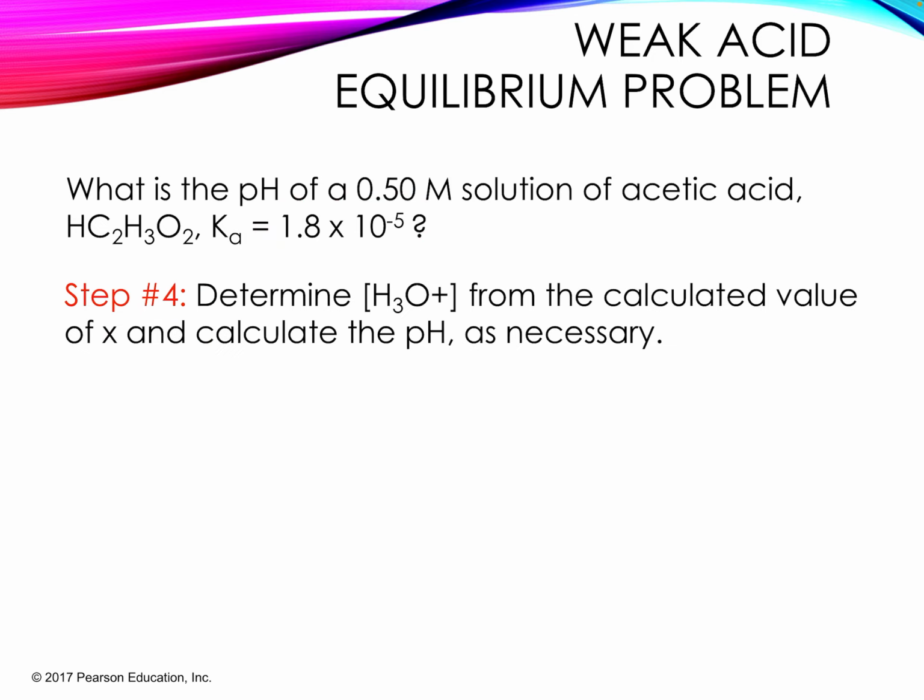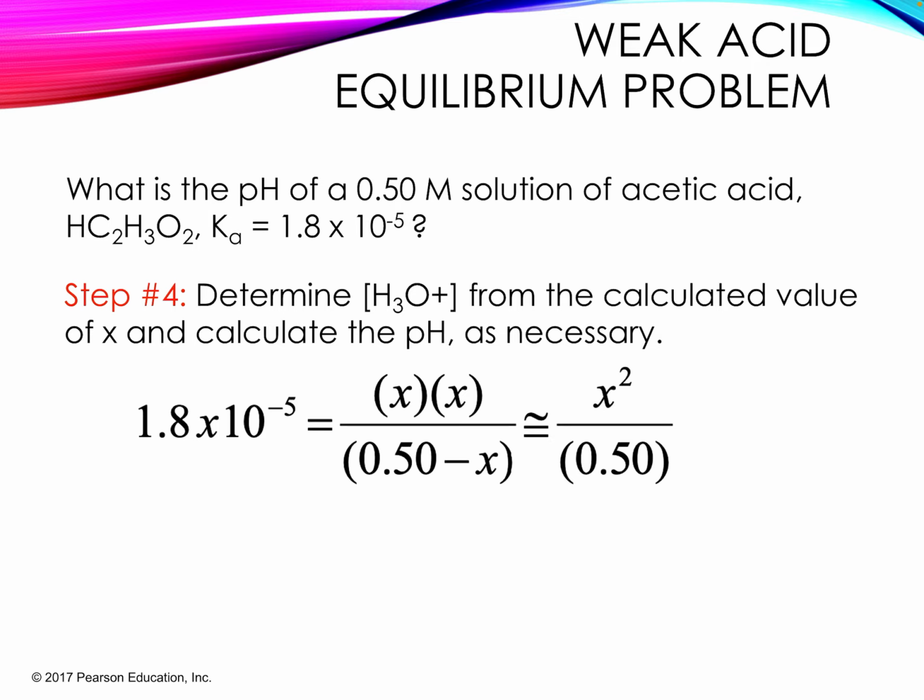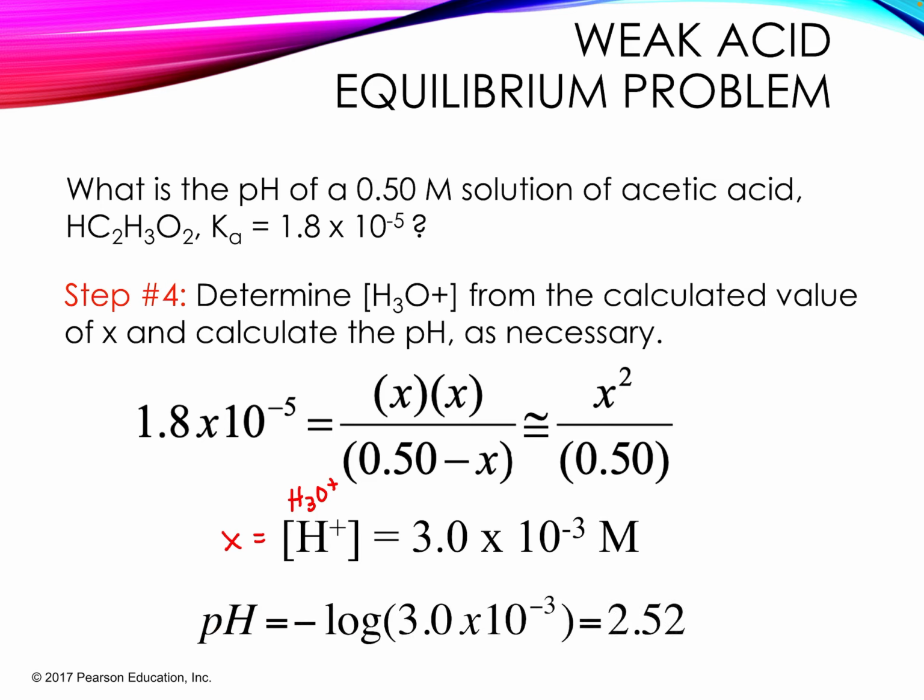Okay, so now we can figure out our concentration of H3O plus, the calculated value of X, and the pH. We've got that from the previous page. So if we multiply both sides by 0.5 and take the square root, we will get that X is equal to 3.0 times 10 to the minus 3 molar. And since that's our concentration of H3O plus, now we can figure out the pH. All we do is take the negative log of that concentration, and that will give us our pH. And then again, like I said, double check.